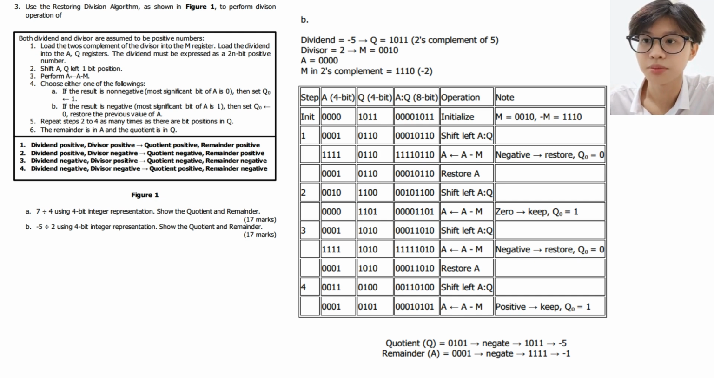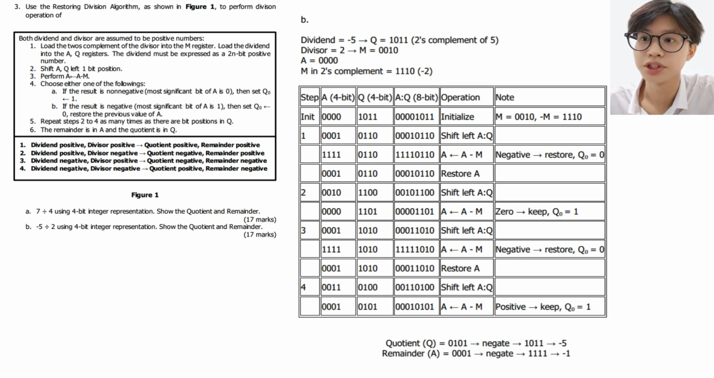Shift left, AQ becomes 0, 0, 1, 0, 0, 0, 1, 0, 0. Then we subtract M and we get 1, 1, 1, 1, which is negative. Restore A and set Q0 to 0. Final shift, AQ becomes the result. Subtract M, then we get four zeros, which is positive. So we keep it and set Q0 to 1.